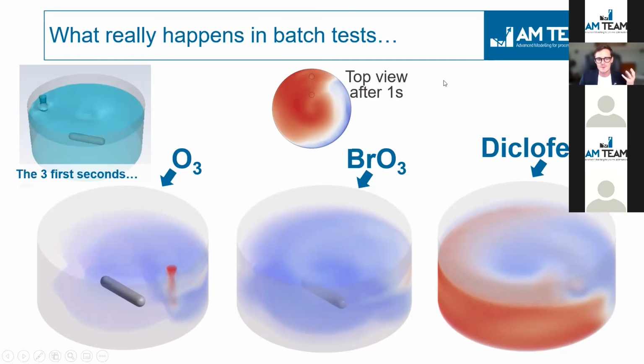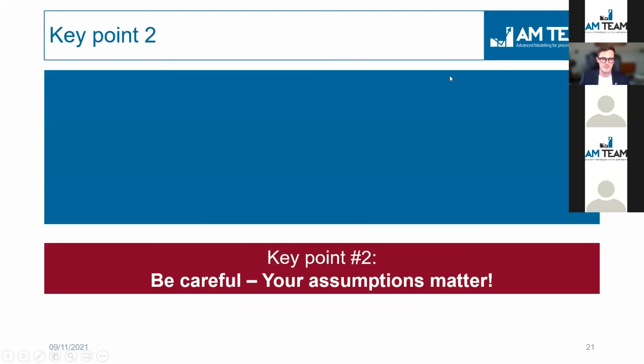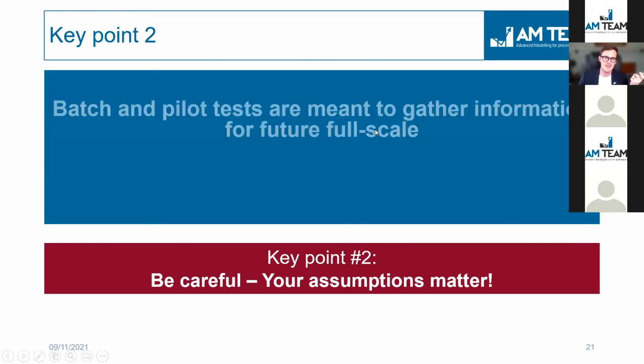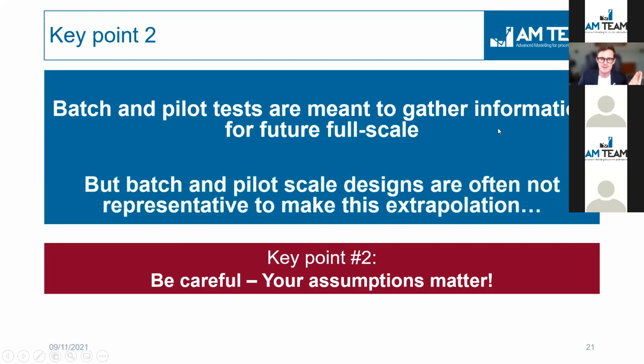So you have to really consider, first, at a small scale, how you extrapolate results from it. And second, if you design a full-scale plant, you really have to consider these kinetics. So the key point we wanted to address with this section is that batch and pilot tests are meant to gather information for a future full-scale, but batch and pilot scale designs are often not representative to make this extrapolation. And that is really a key message we wanted to give here.